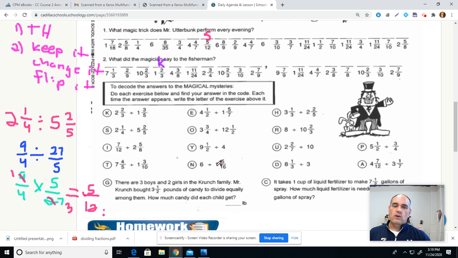Okay, so all of these are dividing fractions. Remember, review. Step one, if they're mixed numbers, we make them top heavy. And then after that, we keep it, change it, flip it. That's it. Got any questions?